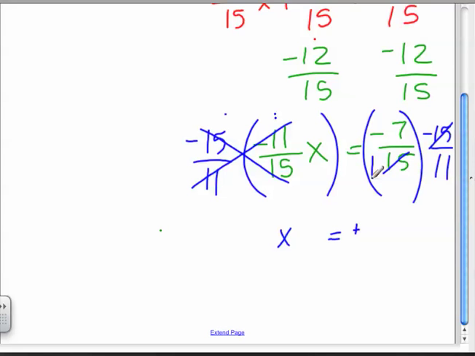15. The 15s cancel, right? Anything else that I can cancel? No, I agree. So what am I left with once I multiply here? Armand? You're left with 7 over 11. Not negative, because this was a negative and this was a negative. So when I multiplied those two, I got a positive. 7 over 11. So that's what x equals. Beautiful job, guys. All right, I'll see you at the next example.